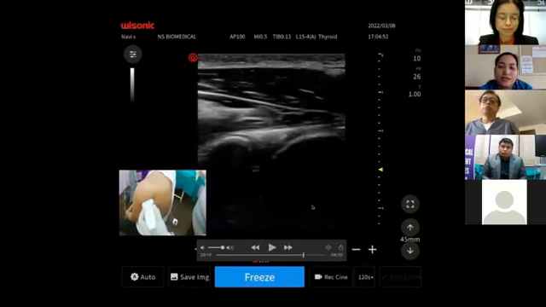So this is how the posterior glenohumeral joint recess looks like. This is the head of the humerus. I can see the hyperechoic line. And this is the glenoid cavity. And this gray little hypoechoic structure is the labrum. So this labrum holds the head of the humerus.